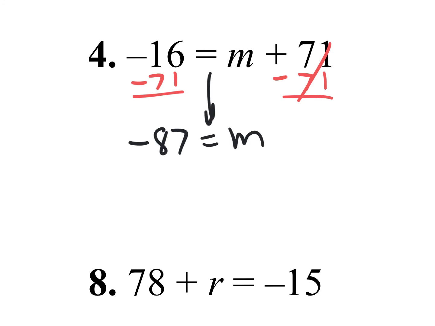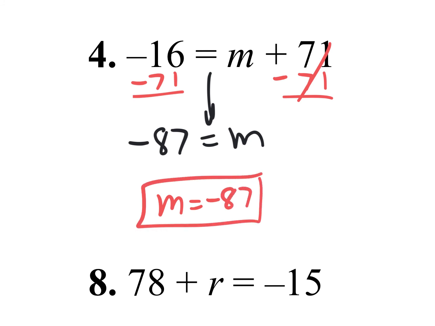However, they're asking you to solve for M. They don't want you to talk about 87, they want you to talk about the M. So let's write it the correct way. M equals negative 87. And we will have some questions like this on the quiz this week. Make sure you type them in with the variable first. M equals negative 87. Even though this is correct, this is how we want to type it in. All right.